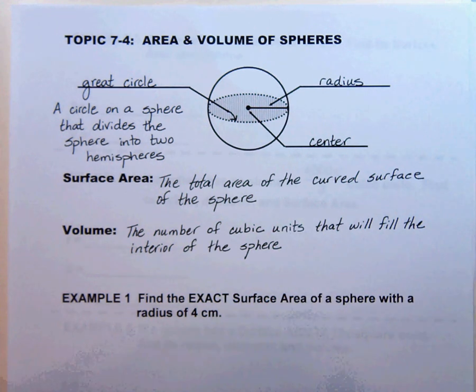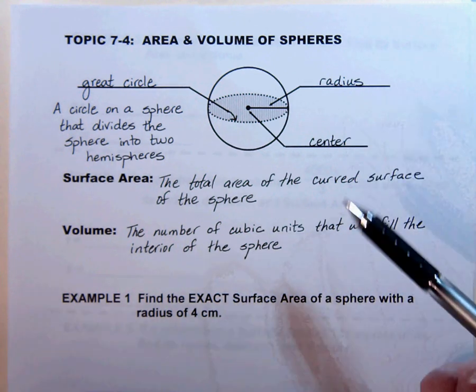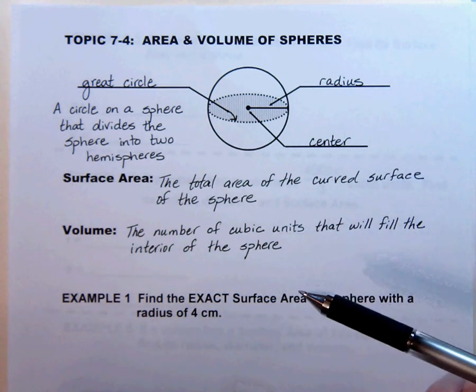Alright, topic 7.4 is area and volume of spheres, and this is kind of a fun way to end the chapter because the formulas are not that complicated. In fact, really all you have to know is the radius. If you know the radius, you can solve these. So let's fill in some vocabulary.